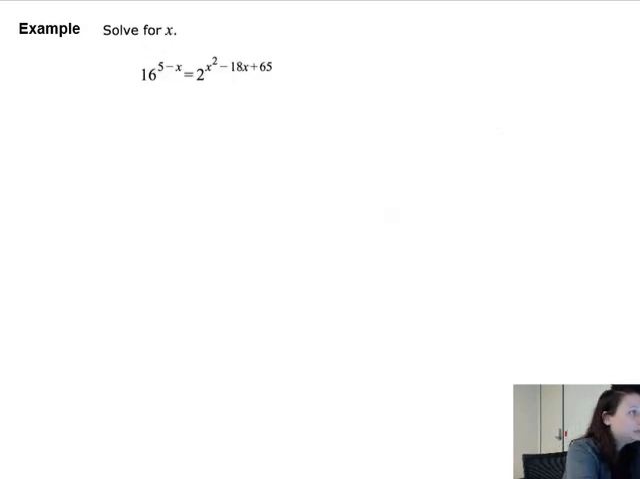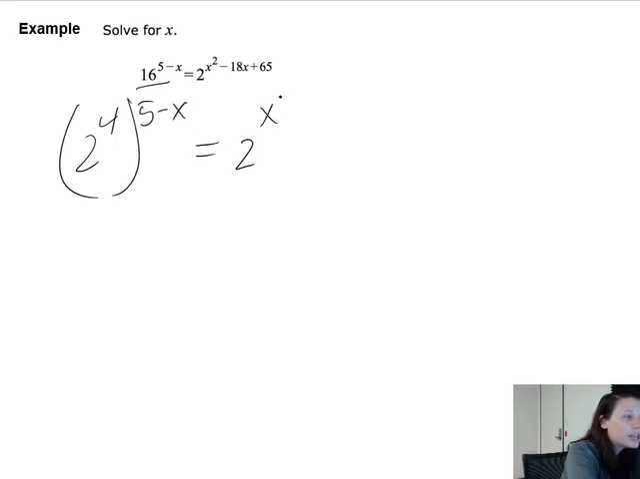Okay, another example. This one is more exponential, right? We might have even seen this one or similar ones before. We have to get the bases the same though. So we can write 16 as a base 2. That's 2 to the 4th. But it was already to the 5 minus x. And this 2 is to the x squared minus 18x plus 16. Sorry, I don't know where I got 16 from. 65.